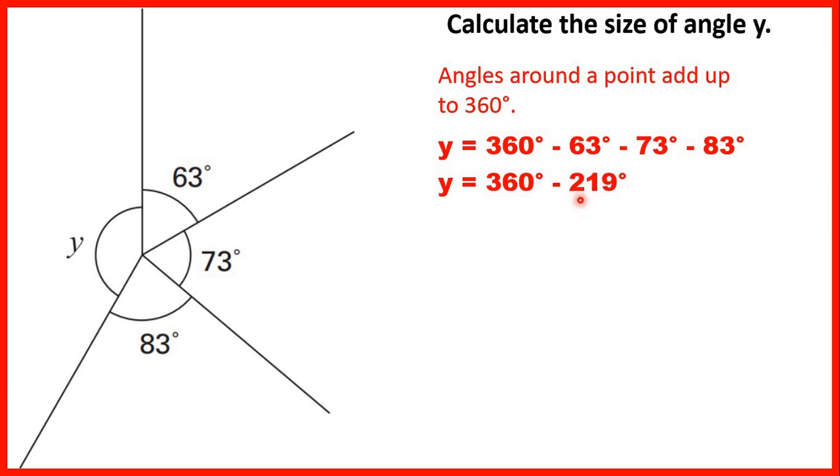So then we'd use column subtraction to work out 360 minus 219, and that gives us 141. So angle Y is 141 degrees. And then if we wanted to check our answer, we could work out 141 plus 63 plus 73 plus 83 and check that our total is 360.